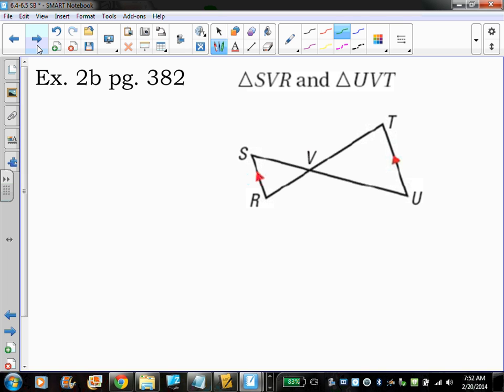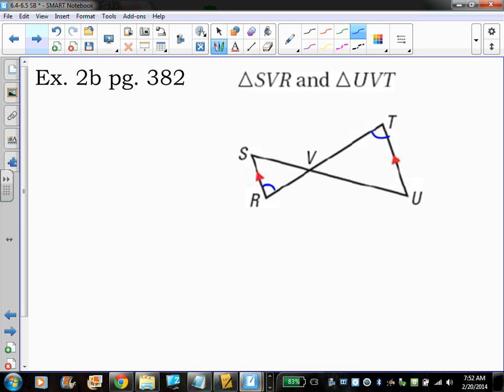Next example. Of course, we have a return of parallel lines here. Remember from our earlier units that parallel lines usually mean that you're going to be able to prove that some angles are congruent. So with these parallel lines, you can see that angle R right there and angle T are going to be congruent because they're alternate interior angles.